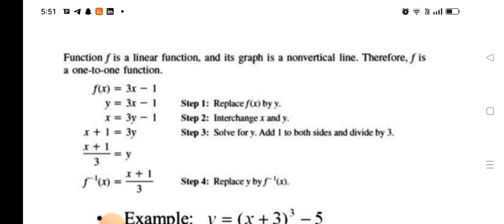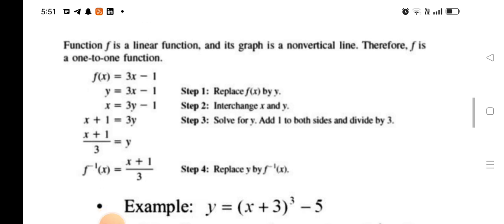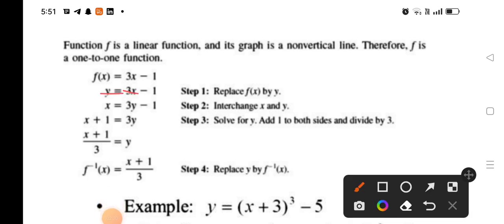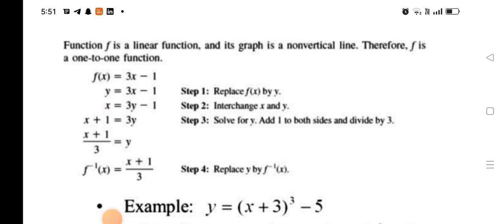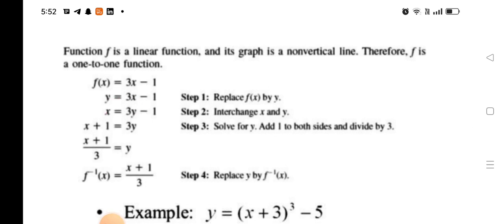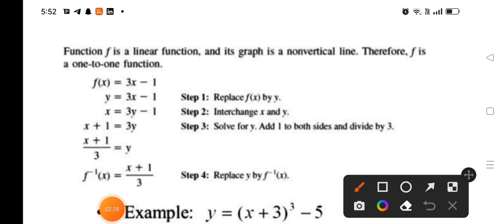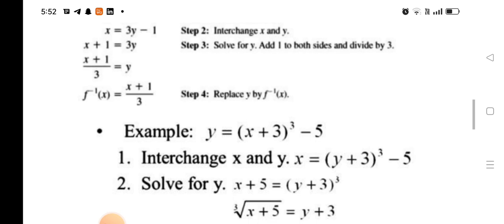So this question is the same as the previous one: f of x equals 3x minus 1. Replace f of x with y, so y equals 3x minus 1. Replace both of them: instead of x write y, and instead of y write x, and then solve for y. What does it mean, solve for y? I need to isolate y, make y alone. So in this one I divide by 3, so f to the power negative 1, the inverse, is going to be (x plus 1) over 3.